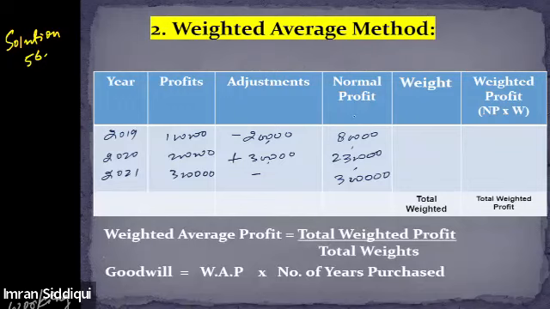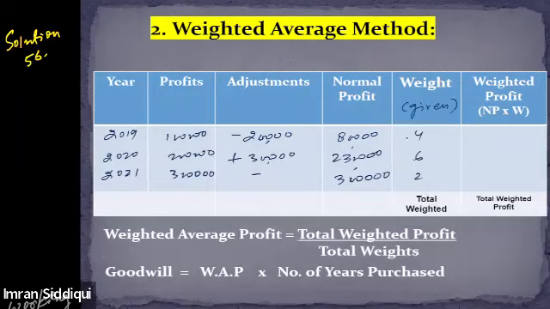All right. And then, see, after finding out the normal profit for different years, we need to multiply the normal profit with the weights. Weight will be given to you in the question. Like for example, weight for 2019 is 1 and for the year 2020 is 2 and then 3. Weight for the different years will be given in the question. Weight could be any value. Like for example, for the year 2019, the weight is given as 4. For the year 2020, weight is given as 6. For the year 2021, weight is given as 2. That will be given in the question.